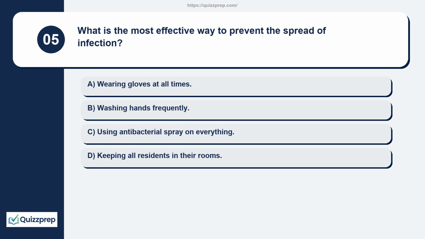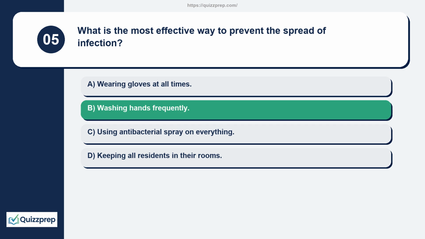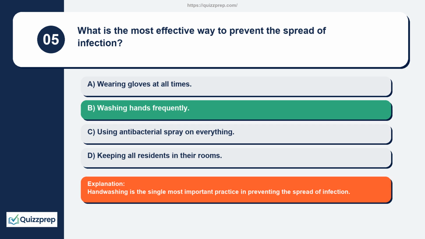Question 5. What is the most effective way to prevent the spread of infection? Wearing gloves at all times. Washing hands frequently. Using antibacterial spray on everything. Keeping all residents in their rooms. Hand washing is the single most important practice in preventing the spread of infection.